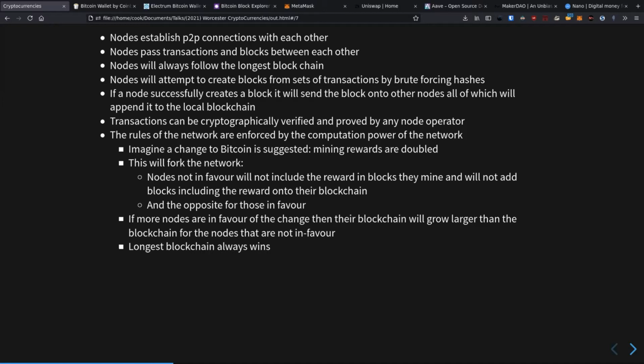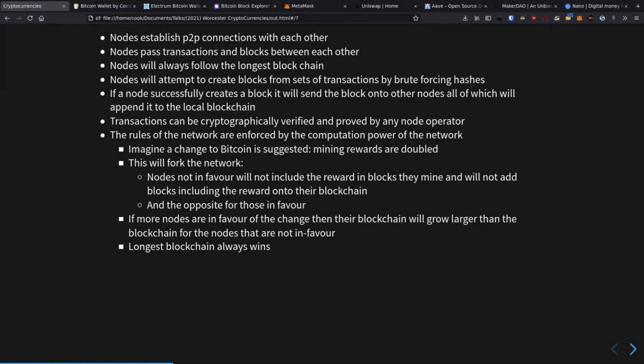And nodes attempt to create blocks on the blockchain by brute forcing hashes, which is called proof of work. And if it does successfully create a block, then it will send that to other nodes. And I'll go a bit more in depth onto that. That's called mining. And transactions can be independently cryptographically verified.